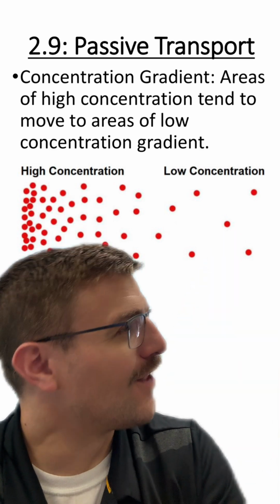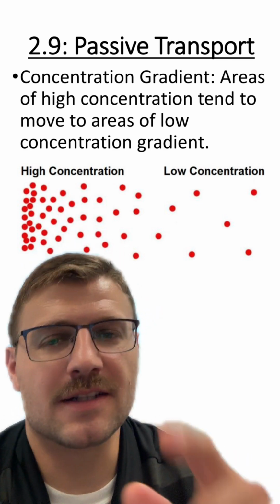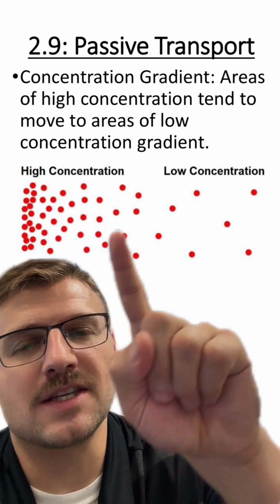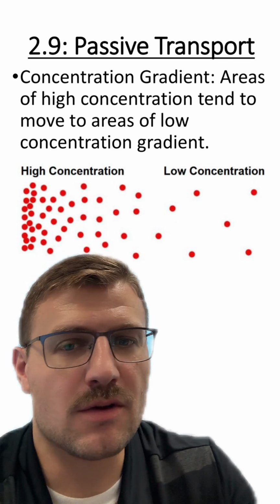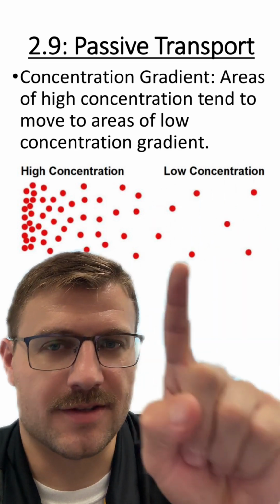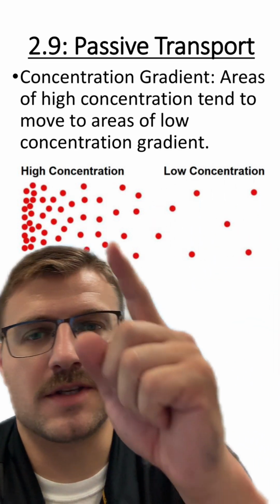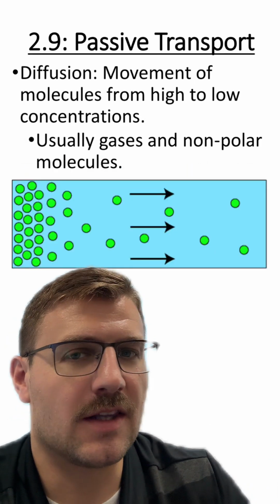There can be a lot of chemistry and talking about the properties of certain molecules, but basically these molecules want to be spread out as far away from each other as they can. So in order to do that, they're going to move from these areas of high concentration to these areas of low concentration. This is what we talk about when we say moving with the concentration gradient. And this specifically is diffusion.